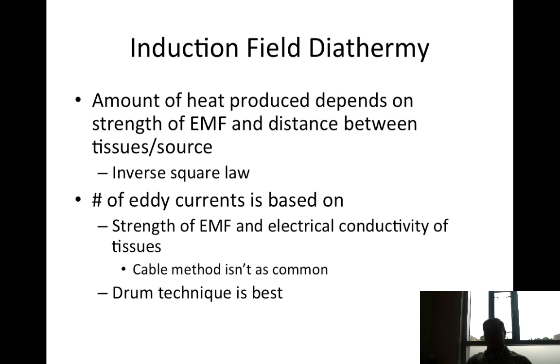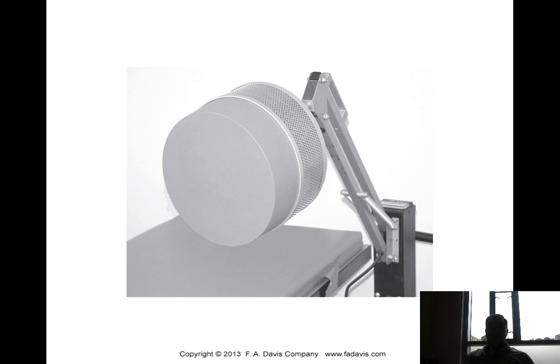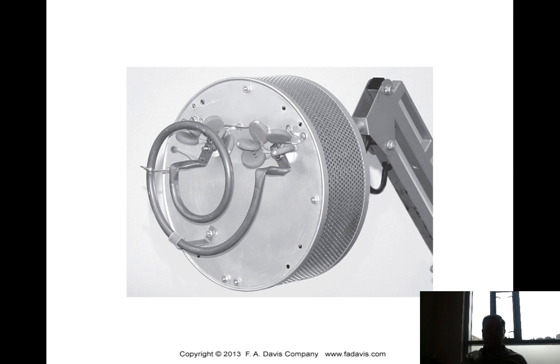This cable method isn't very common. The drum technique is the best. This is a drum, and there's a coil within here. That's about the diathermy unit. It's freaking huge, right? So if I wanted to heat my biceps, I'm not going to use this. It's too big of an area. But maybe my glutes, my back, my hamstrings, quadriceps, right? And here's the coil. You can see that.